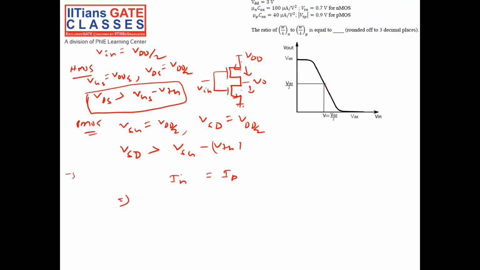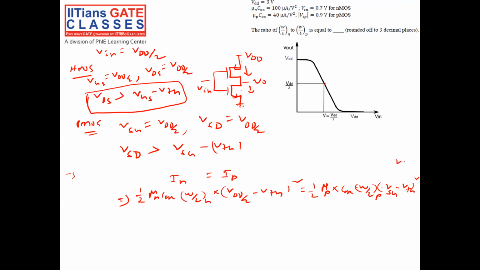IN, since the transistor is in saturation, is half mu n COX W by L of NMOS into VGS minus VTH. VGS is how much? VDD by 2 minus VTH rho, whole square. That is equal to IP, which is half mu P into COX into W by L P into VSG minus VTH, whole square. Here VTH is VTH mod.